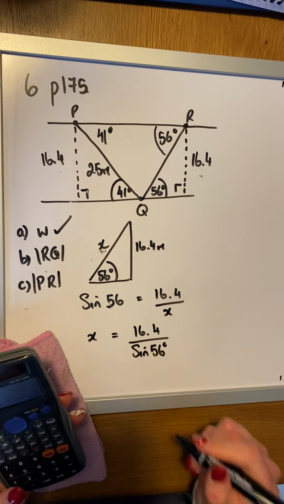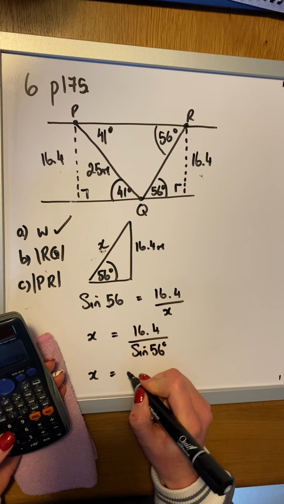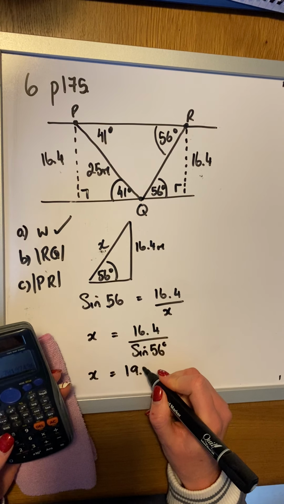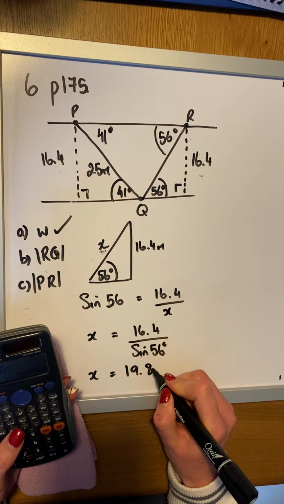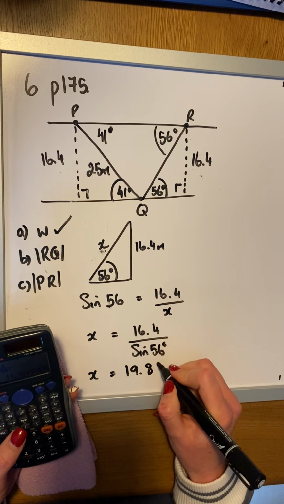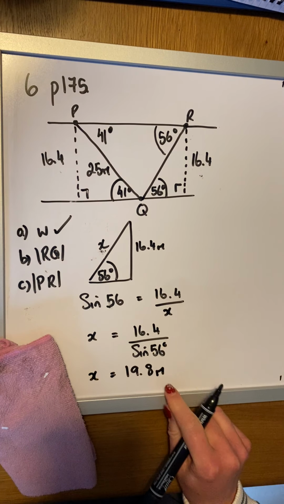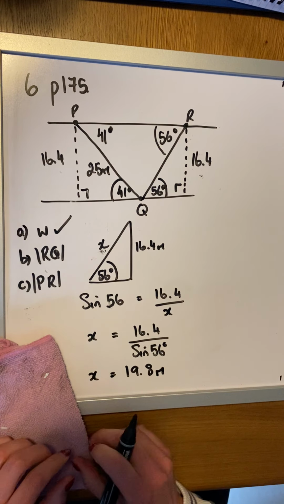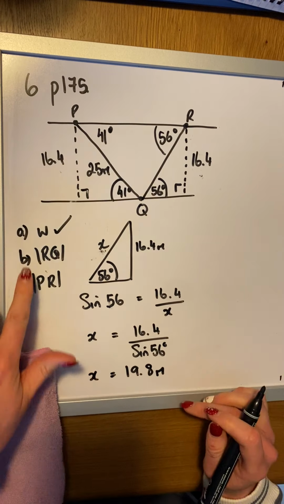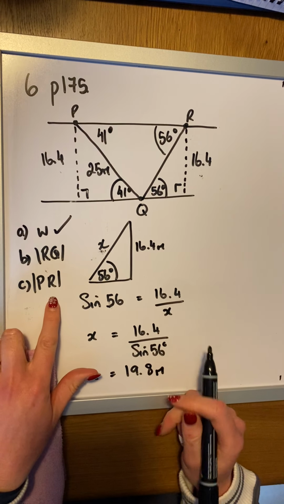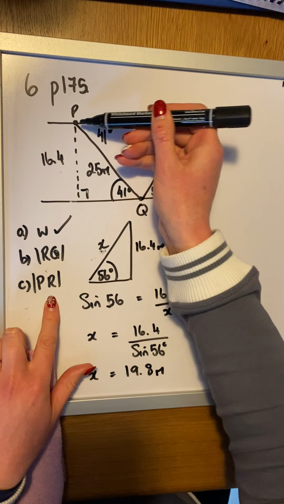Again, making sure we're on degree mode, gives us 19.78, so 19.8 meters. Always make sure you put in your units for a trigonometry question as well. All right, so that's the second part of the question done. Last thing we're looking for is the distance from P to R.